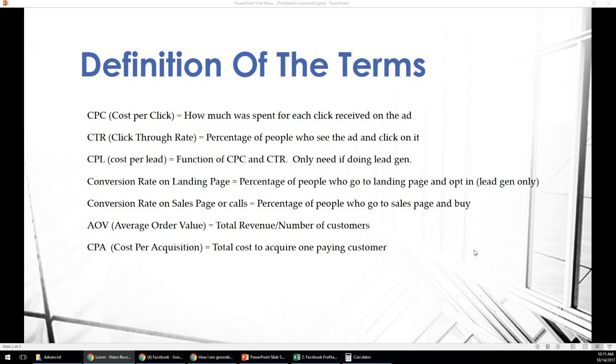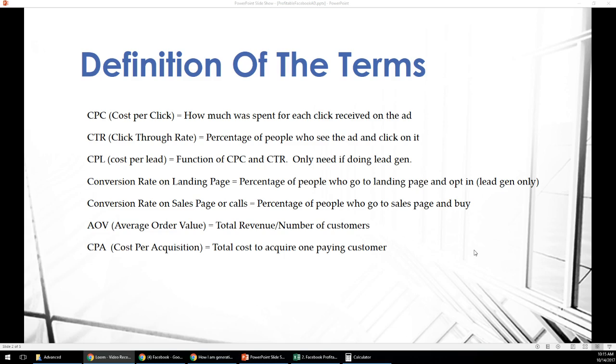Click-through rate is basically the percentage of people who see the ad and click on it. And cost per lead, and this is only for lead gen, is a function of cost per click and click-through rate. And this is only needed if we're doing a lead gen. So we will go more into the math behind this later in this video.